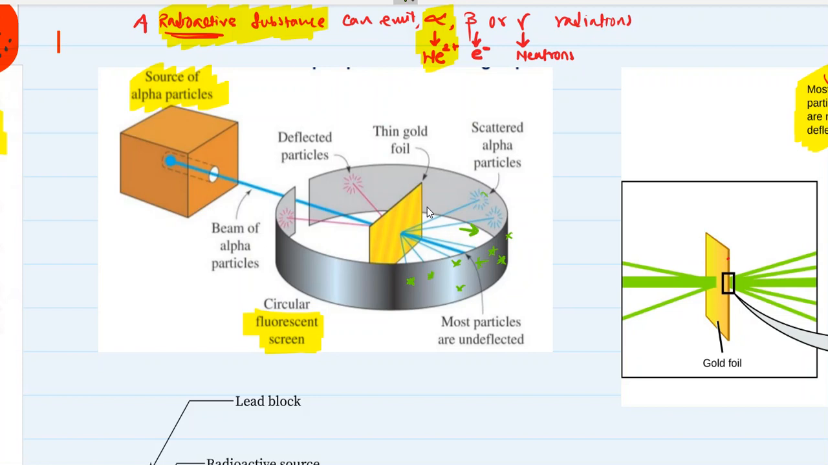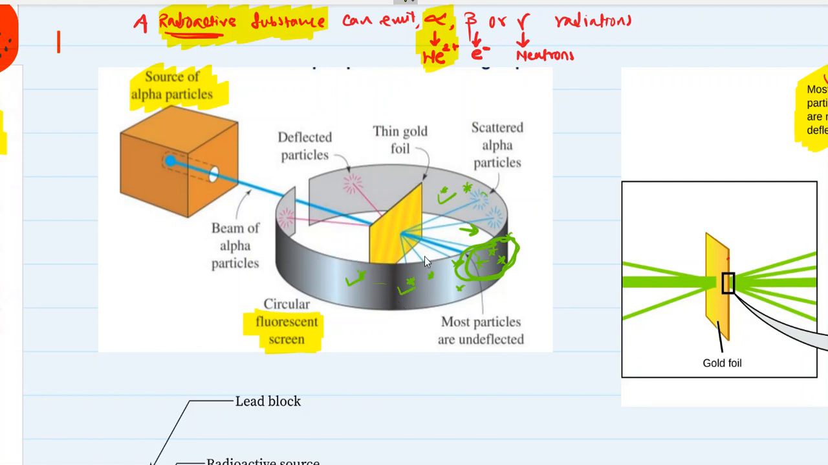Once in a while, a few shining dots were produced on the far sides, that is closer to a 180-degree angle. Mostly the shining dots were in the area directly opposite to the direction of the gold foil, or the direction of the alpha gun. But very few alpha particles were scattered through a large angle, and they formed the shiny dots over here, some here, some here.